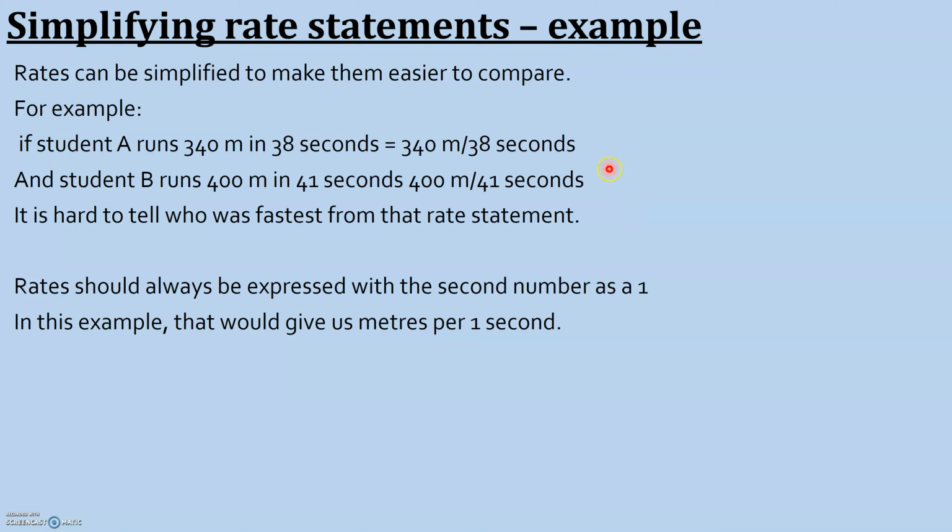Now, it's a bit hard to tell from these rate statements who was the fastest. And that's why you would actually never write a rate statement like this. When you're writing rates, this second number here should always be 1. So what we want to know is how many meters they went in 1 second, not how many meters in 38 seconds.